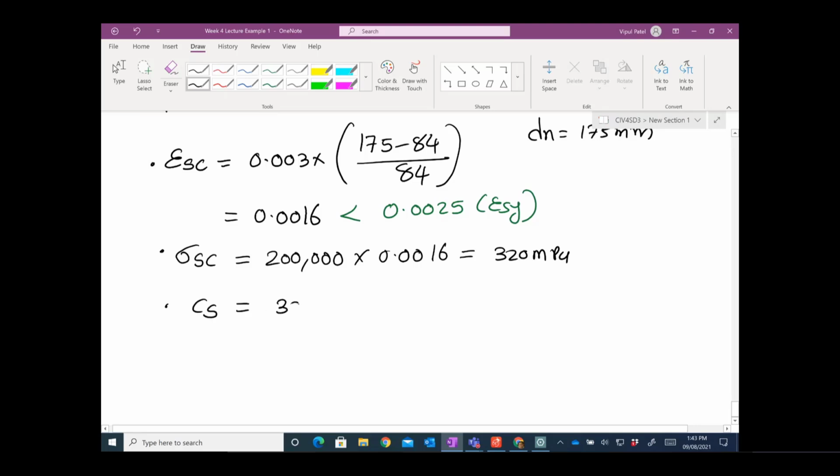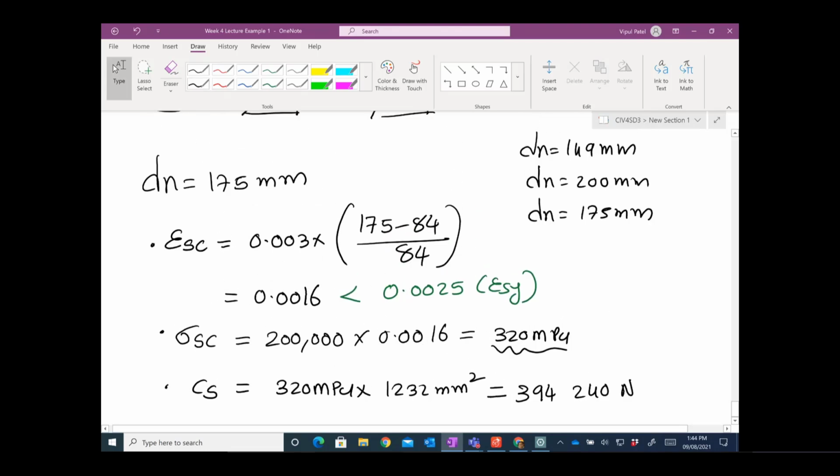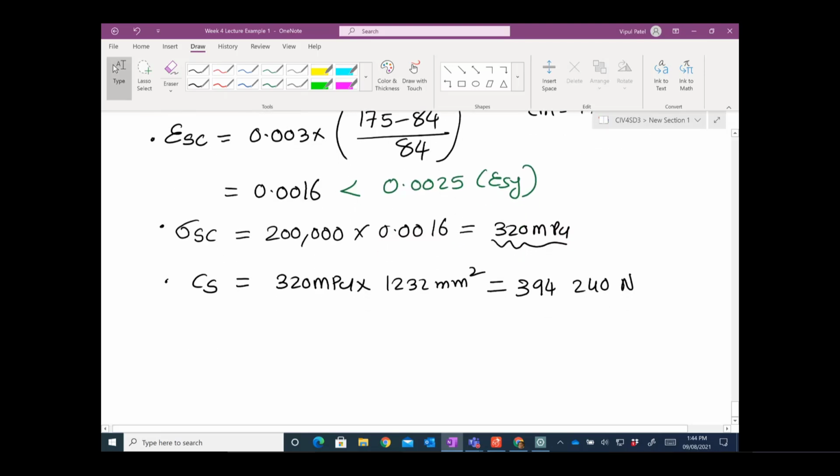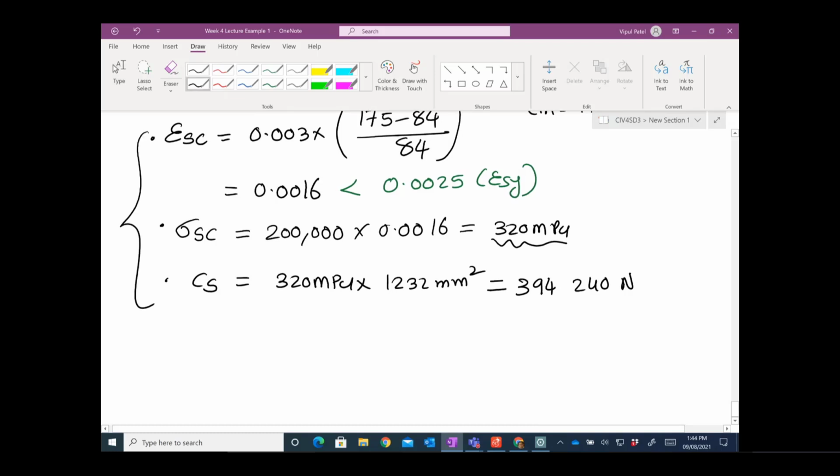So the force is equal to stress times area. The stress we just calculated times the area, which I think you know is 1232 millimeter square. You get this one as 394 kilonewtons. It's just repetition, okay? I showed you this one before 3 times. We did it for Dn equal to 149 and Dn equal to 200. We just go strain, stress, force. Three components. This is your top rebar. Now let's do the concrete one.